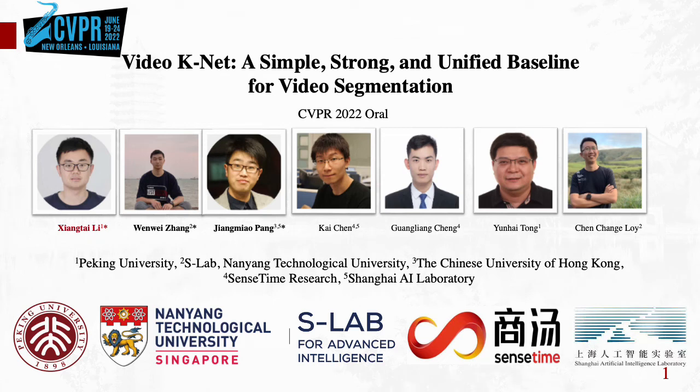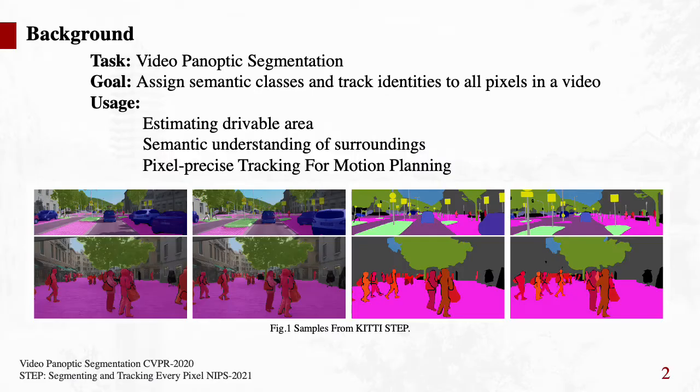It is my pleasure to present our work, Video K-Net, a simple, strong, unified baseline for video segmentation. This is a joint work of Peking University, ICIP and NTU. The goal of this task is to solve video panoptic segmentation, where it requires assigning a semantic class and tracking identity to all pixels in a video. It has a lot of usage, including estimating drivable area, semantic understanding of the surroundings, and pixel-wise tracking for motion planning.